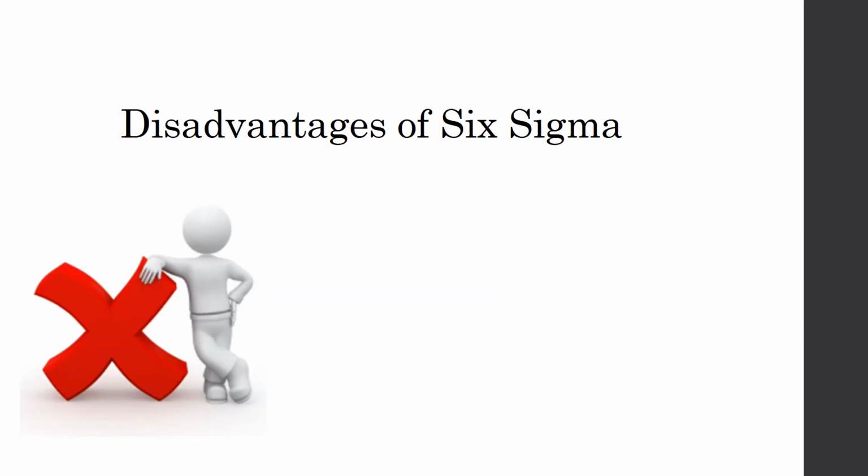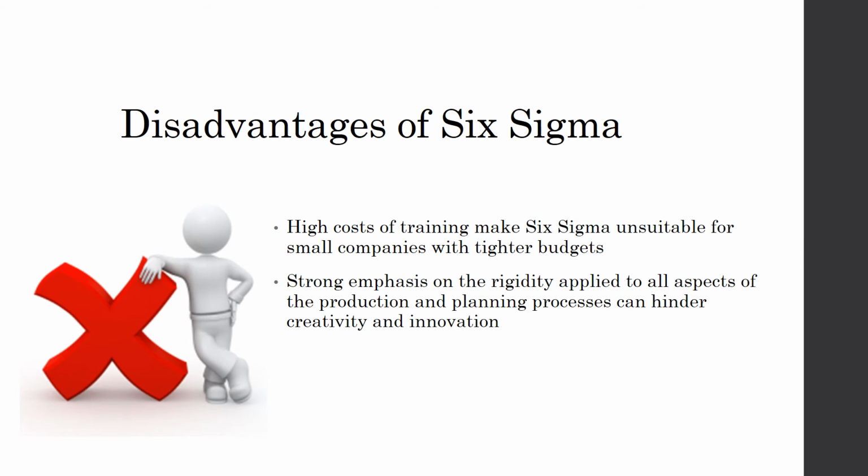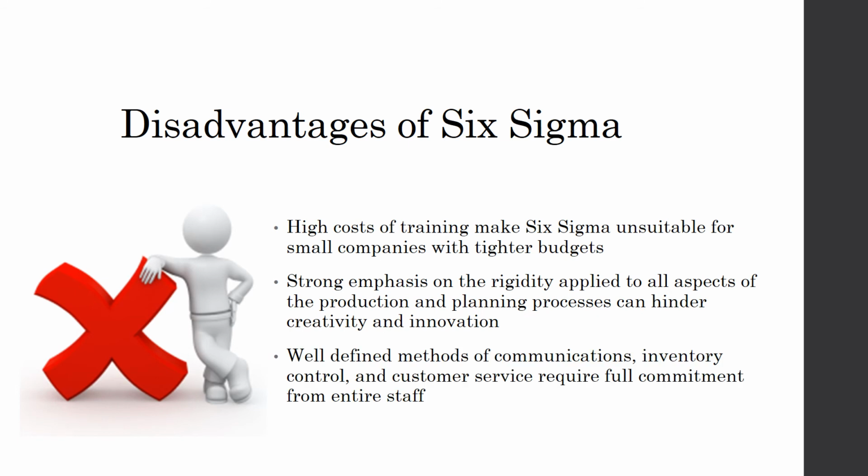Disadvantages of Six Sigma. Although Six Sigma is a proven method to improve operational efficiency, there are still some drawbacks that make it unsuitable for certain companies. First, it involves high costs of training, which may be a major drawback for small companies with tighter budgets. It has a very strong emphasis on the rigidity applied to all aspects of the production and planning processes. Some believe that this can hinder creativity and innovation within the company. Finally, it involves well-defined methods of communication, inventory control, and customer service that require full commitment from the entire staff, which may be difficult for large companies.